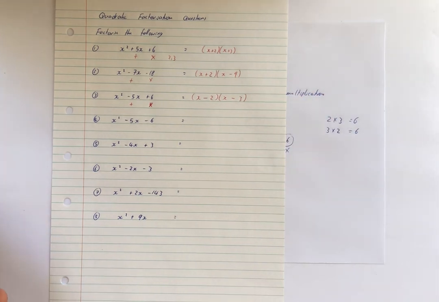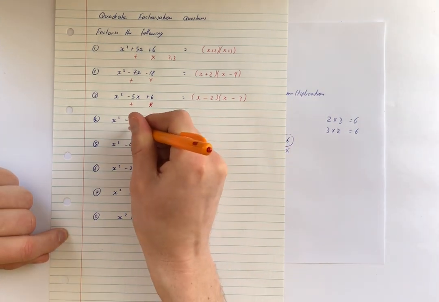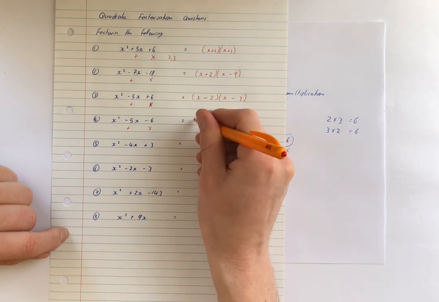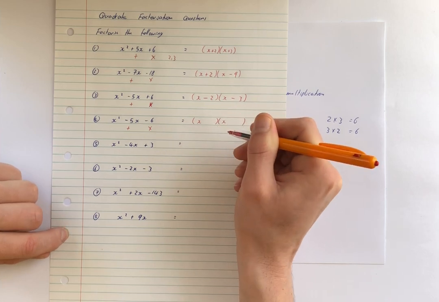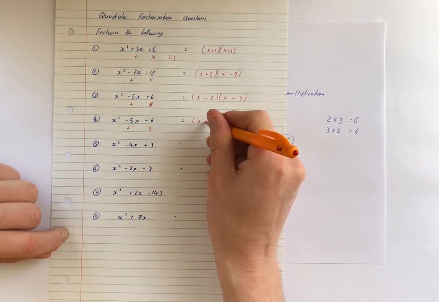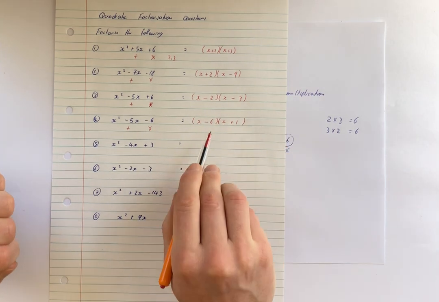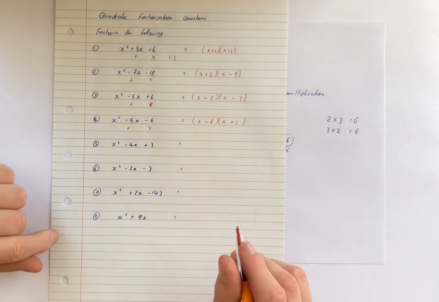Okay, question 4, x squared, take away 5x, take away 6. So they multiply to negative 6, but add to negative 5. This one usually gets people. Almost got me today. So we're going to have negative 6 plus positive 1, because those numbers multiply to negative 6, and those numbers add to negative 5.